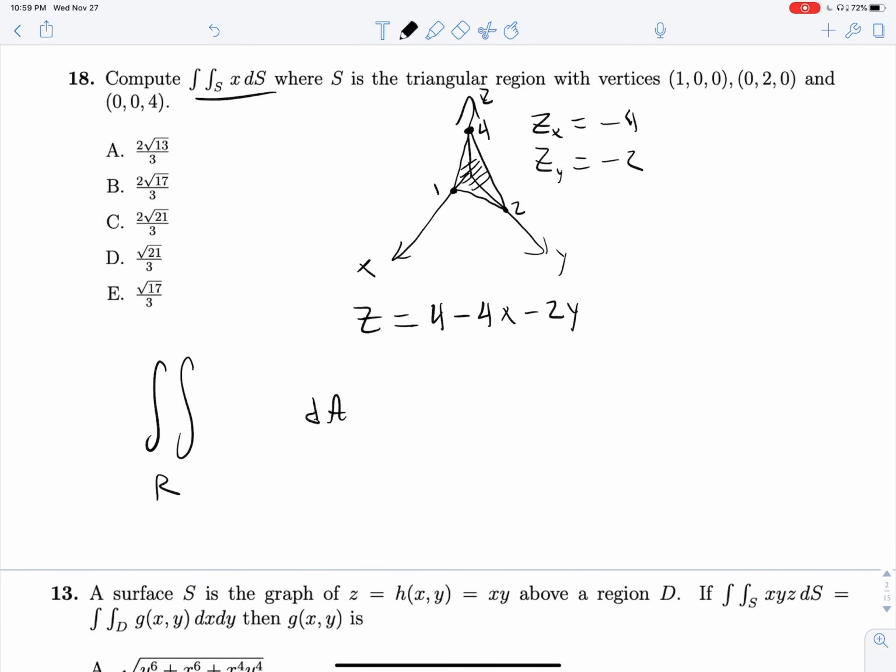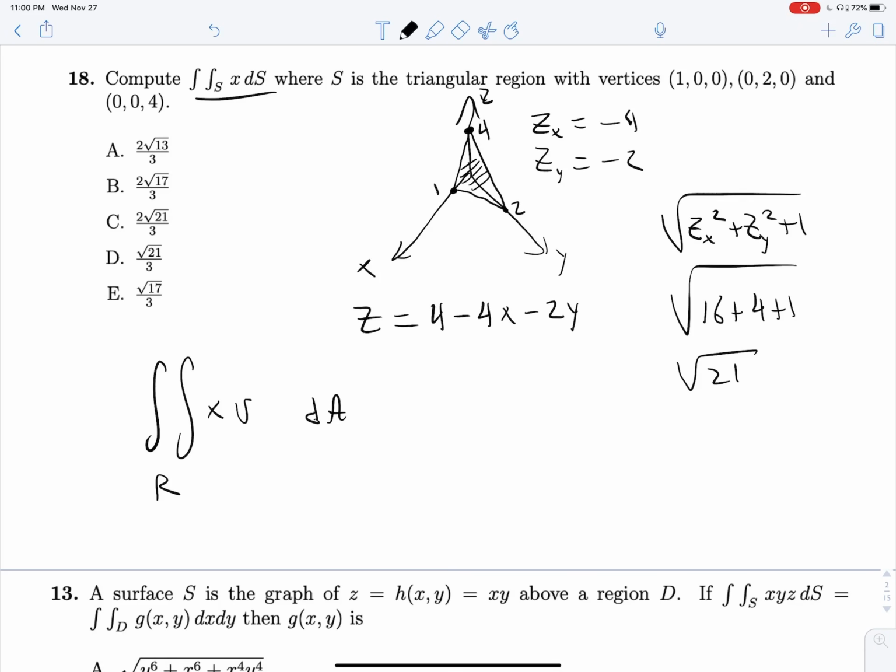So this is going to be the double integral over r, where r is in the xy plane, of x, and then we know that we need root zx squared plus zy squared plus 1, and this is just going to be 16 plus 4 plus 1, which is root 21.